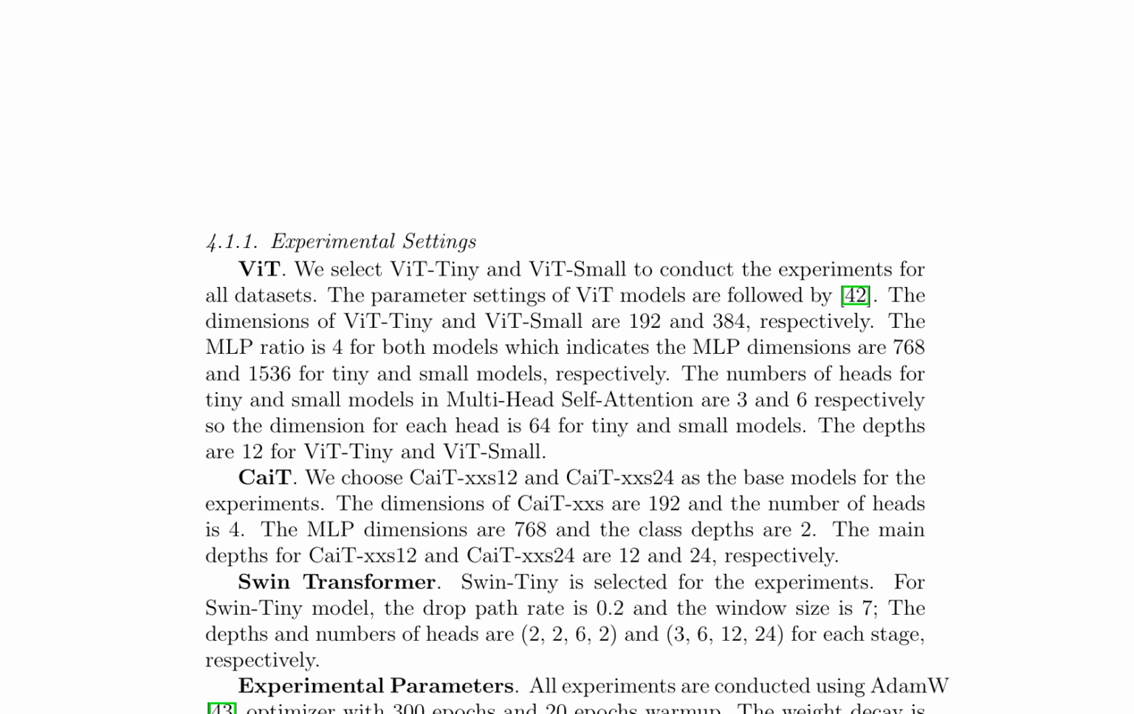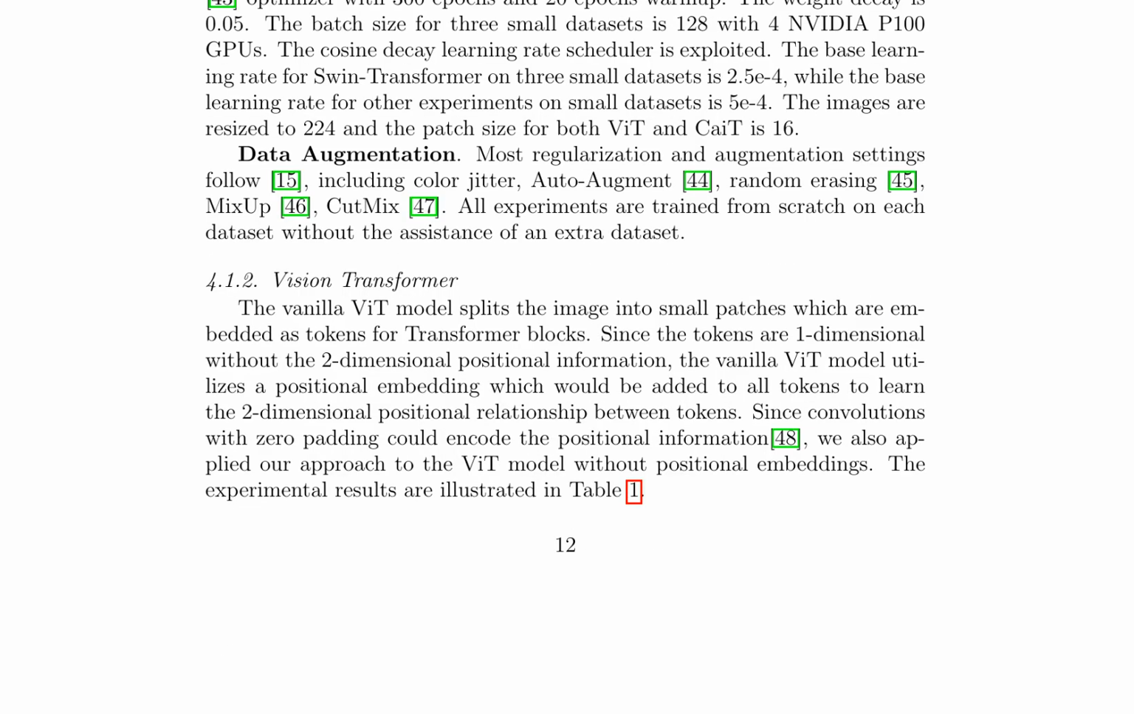The vanilla ViT model splits the image into small patches, which are embedded as tokens for transformer blocks. The model utilizes a positional embedding to learn the two-dimensional positional relationship between tokens. The proposed approach is applied to the ViT model without positional embeddings, and the experimental results are illustrated in Table 1. The experimental results demonstrate the effectiveness and efficiency of the proposed approach on various vision transformer models.